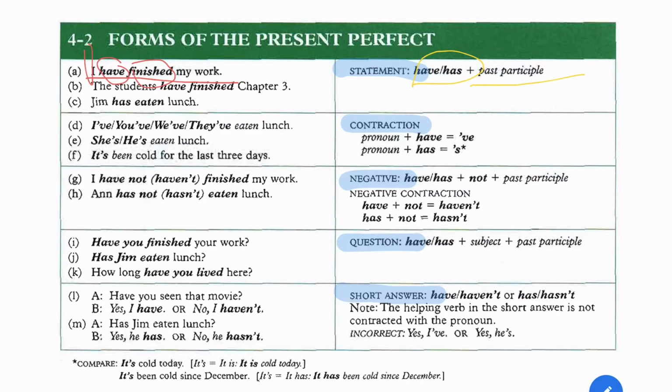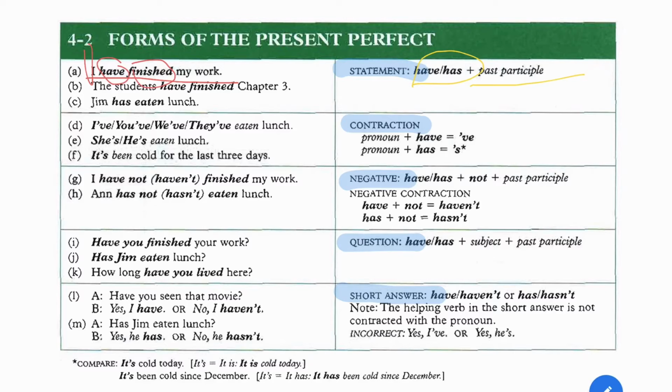You need to be careful with the subject-verb agreement in the sentence. So the subject must agree with the auxiliary used. The auxiliary have can only be used with subject I, you, we, and they, while the auxiliary has can only be used with the subject he, she, and it. For plural noun, we use have, and for singular noun, we use has.